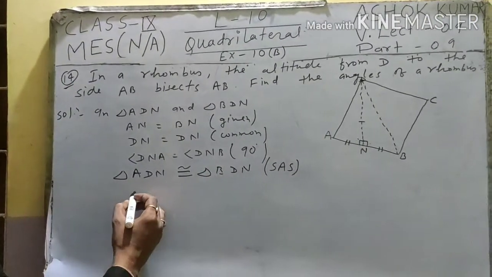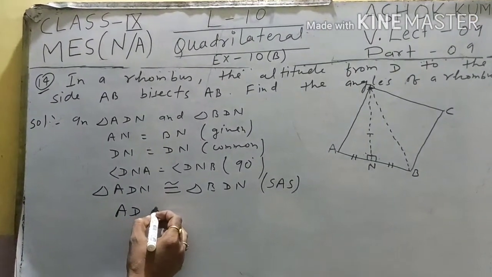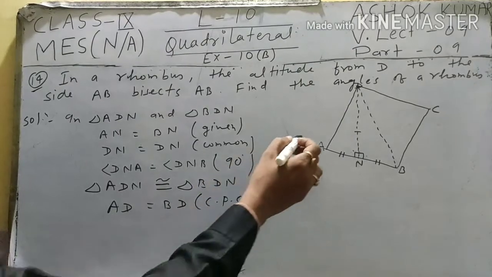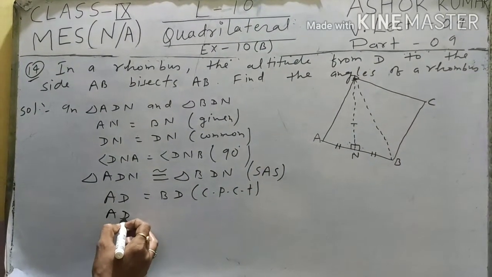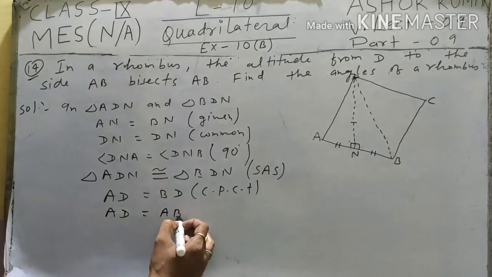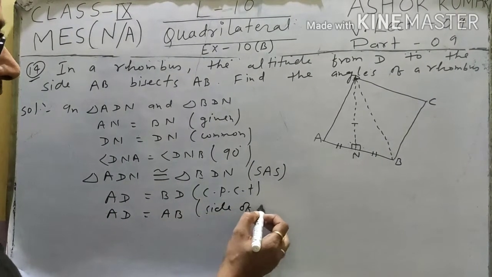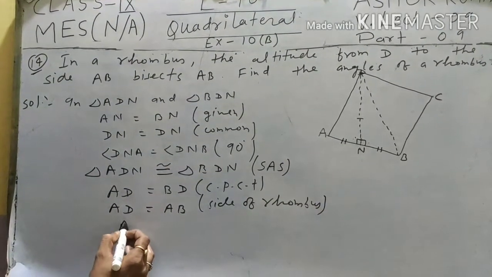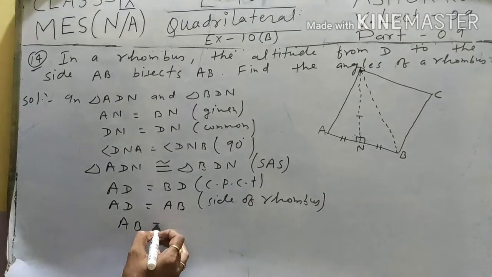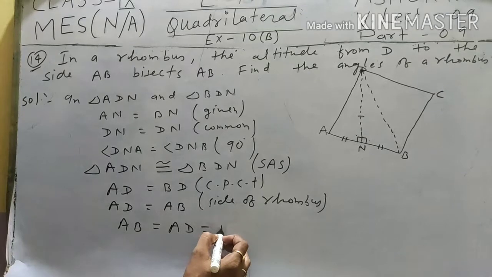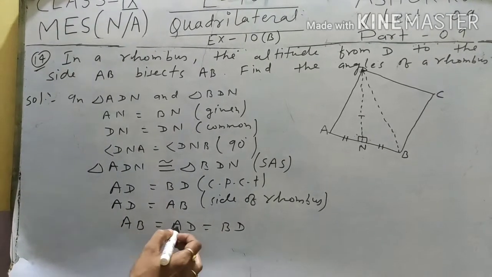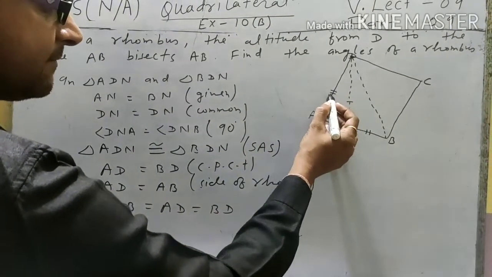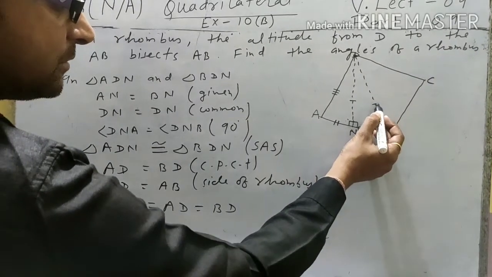Okay. So here by CPCT we can write here AD is equal to BD, and AD is equal to AB, sides of a rhombus. So we can write here AB is equal to AD is equal to BD. That means three sides are equal. So this side is equal to this side is equal to this side.